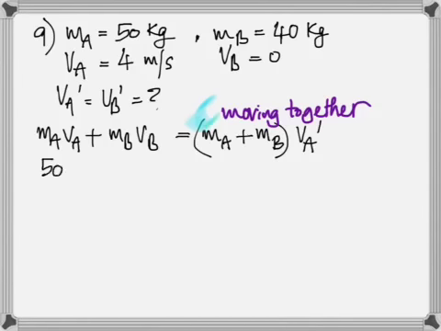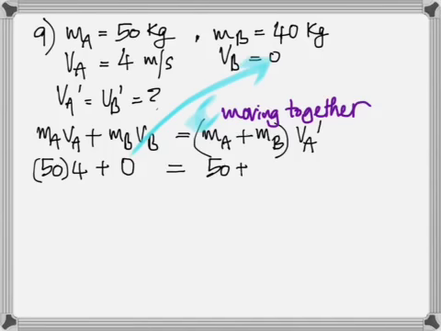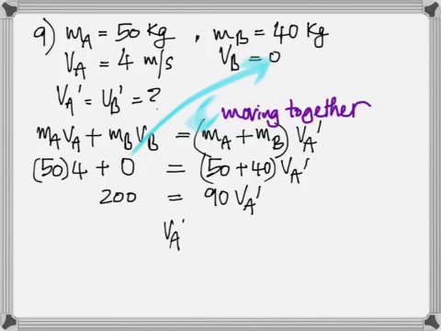Plug in the numbers. Fifty times 4 is equal to 50 plus 40. Adding the masses times the velocity to be determined. So that gives 200 is equal to 90 VA prime, or VA prime is 200 divided by 90. Gives 2.2 meter per second.